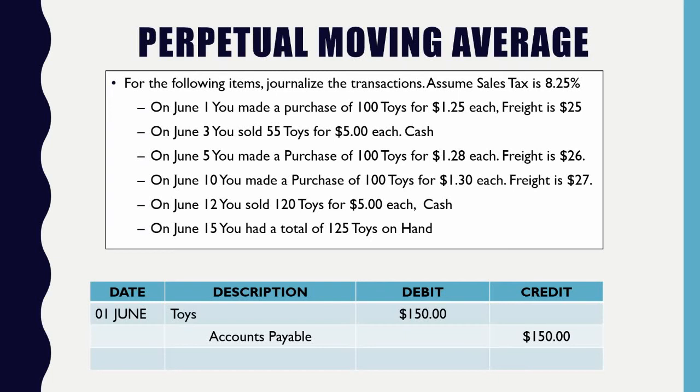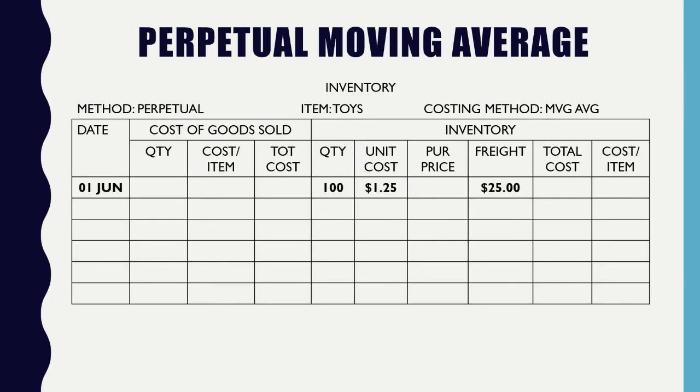So let's dive into the example here in the PowerPoint. So again, June 1st, you made a purchase of 100 toys at $1.25 each, and then freight costs $25. So once again, we're going to plug those numbers in there, okay? And we're going to know that it's $125 plus 25 gives you a total cost of $150, which gives you a cost per item of $1.50. Excuse me.